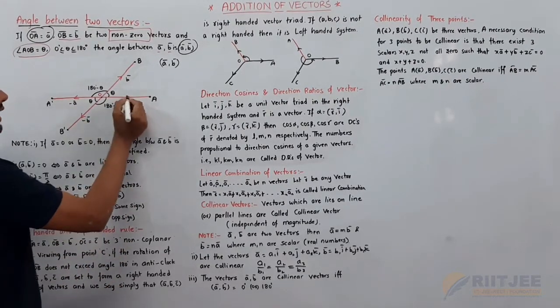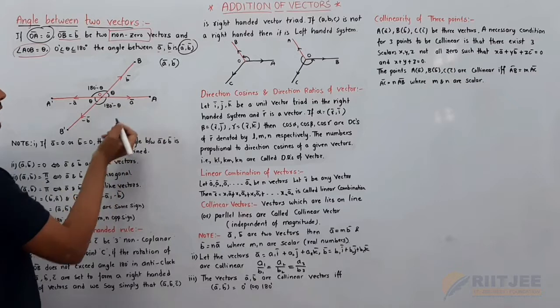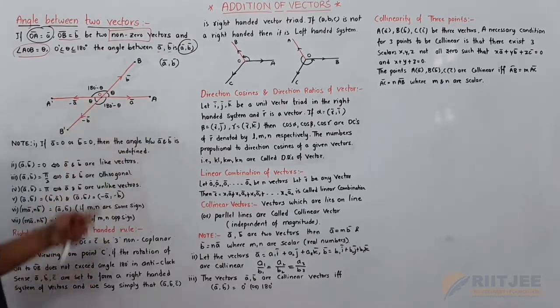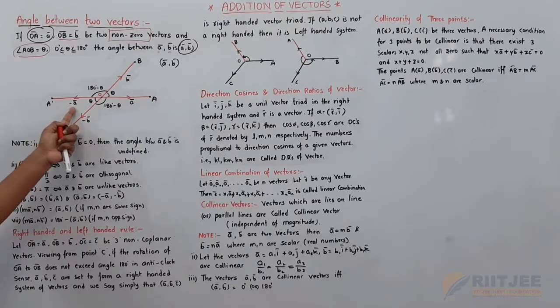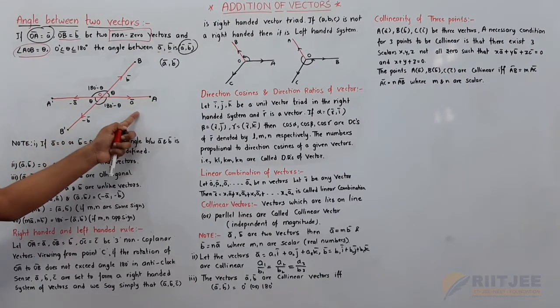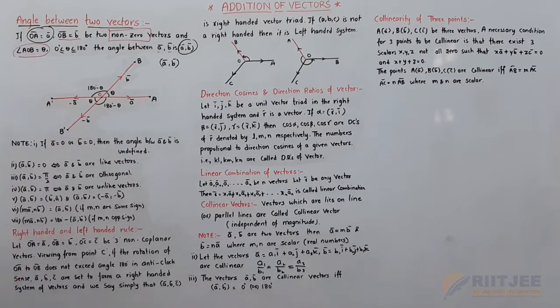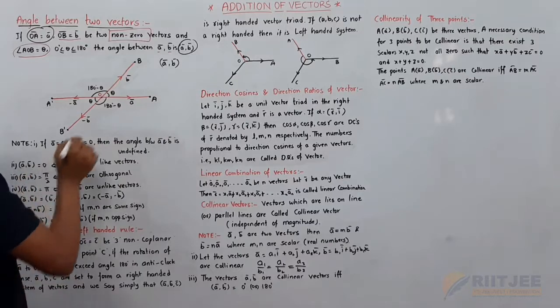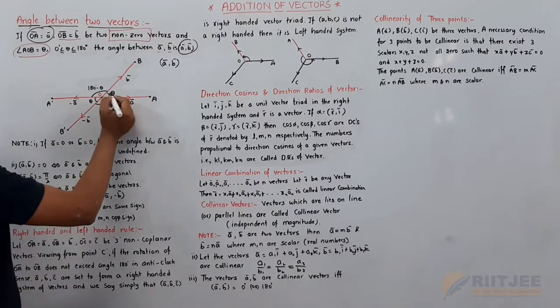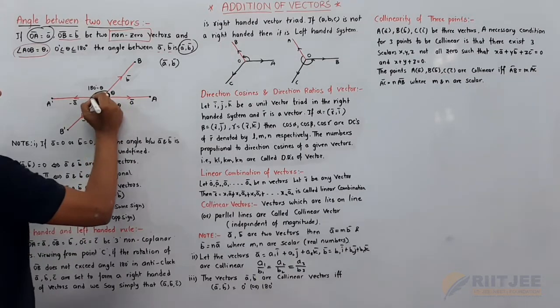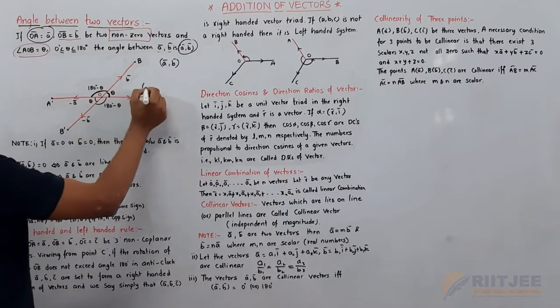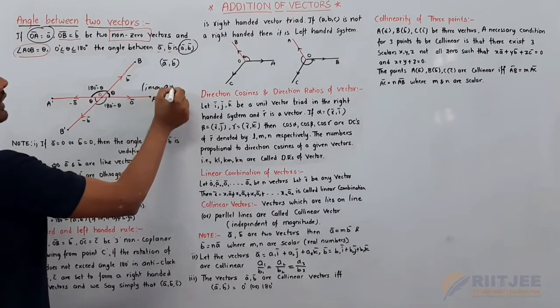It is in the positive direction, so this is positive A bar, and the opposite direction is minus A bar. OA is one vector and OA dash is one more vector. Here also we have positive B bar and negative B bar. So the angle between these two vectors is theta, and the angle between these two vectors is 180 minus theta. Here it is a linear angle.